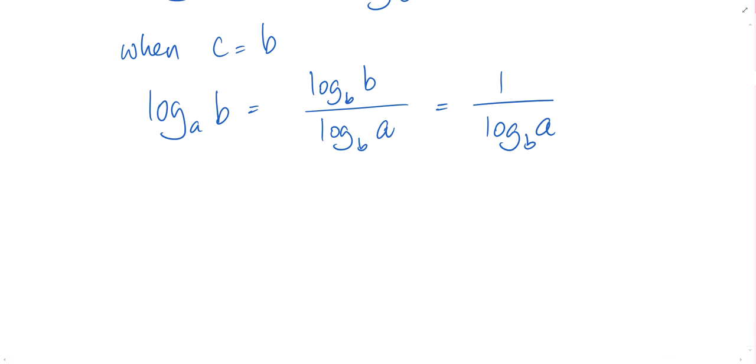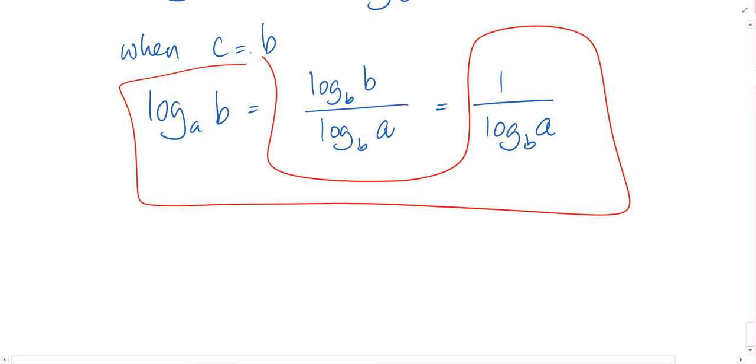So this is the next one that you need to know. The relationship over here in red. As long as you see a need to change this base to become B, just put a 1 over and then switch the positions. Okay? This is the proof, and the red one is the result.